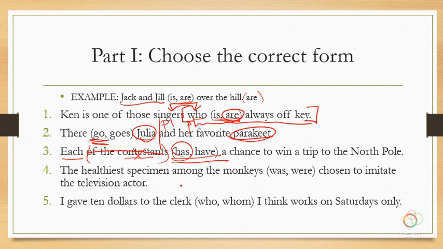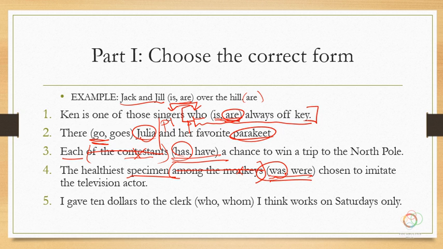The healthiest specimen among the monkeys was or were chosen. Alright, who was chosen? We need to find the subject for this verb. And we're not going to choose monkeys because monkeys is also in a prepositional phrase, among the monkeys. So we're going to eliminate that. And the subject is specimen. Specimen is a singular word, although it sounds like it's like firemen, but it's not. One specimen was chosen. We're going to choose was.